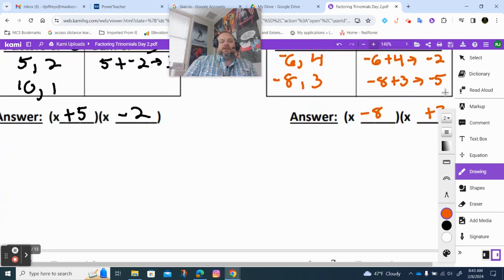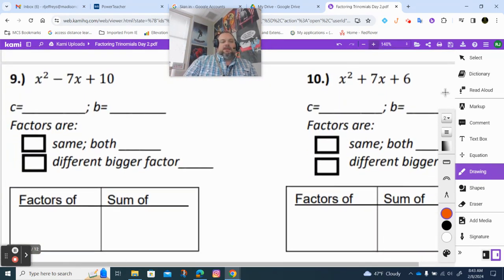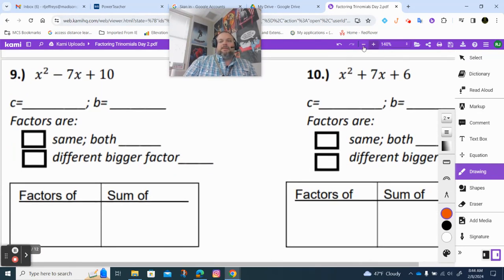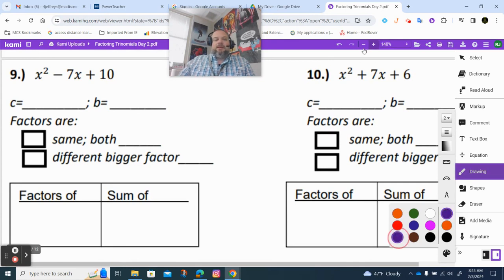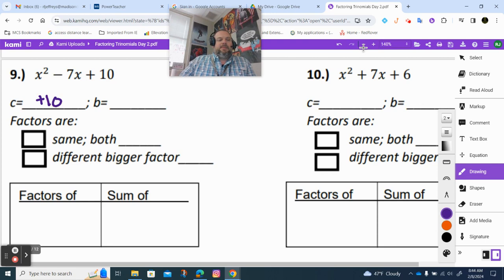So let's look at the next one. Our C is +10, our B is -7. Because my C is positive, my factors are going to be the same sign or different sign? Same. And they're both going to be negative.